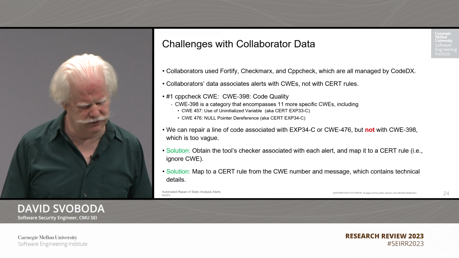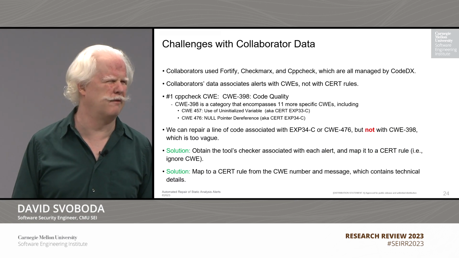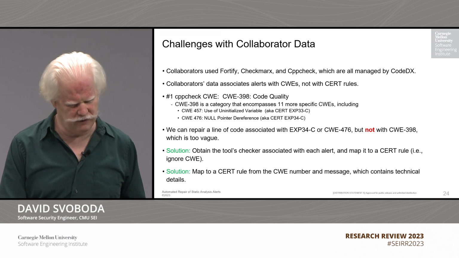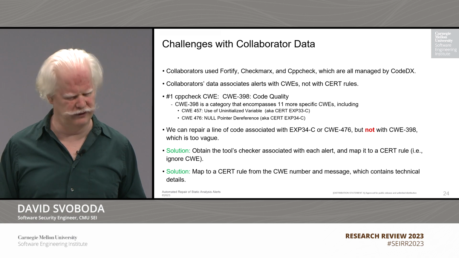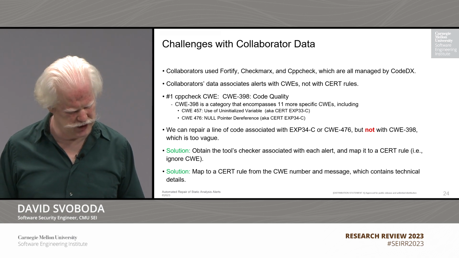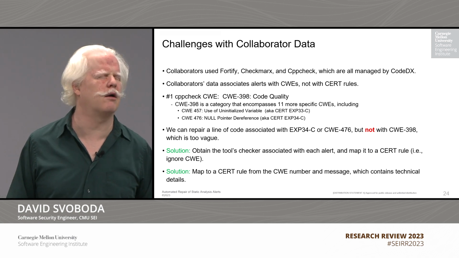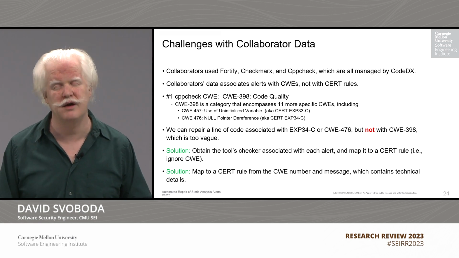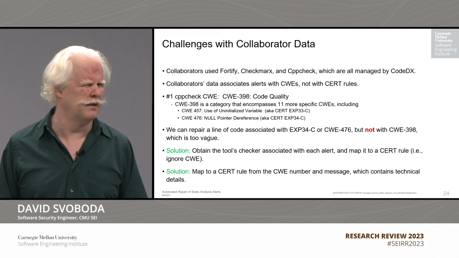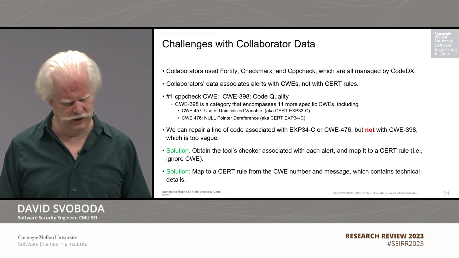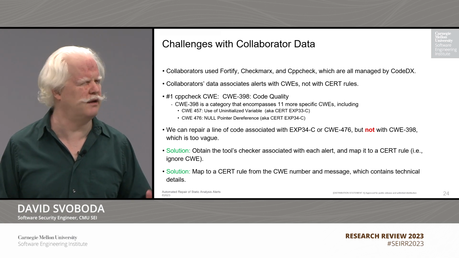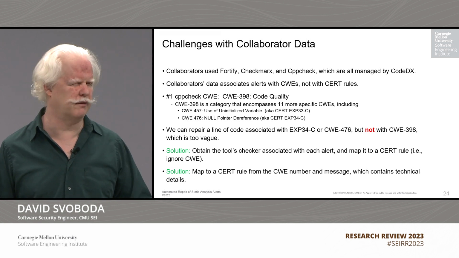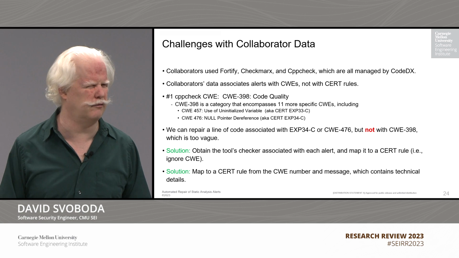Okay, so here's a problem we discovered from our collaborator. Our collaborator was using several static analysis tools, including Fortify and CPP Check, and they're less interested in CERT rules. They're more interested in MITRE CWEs. Which CWEs can we fix? So we can fix a CWE like 476, which is null pointer dereferencing. That's one of our CERT rules. It maps very cleanly to a CERT rule.